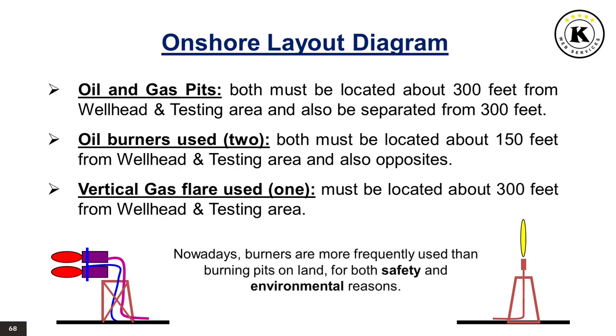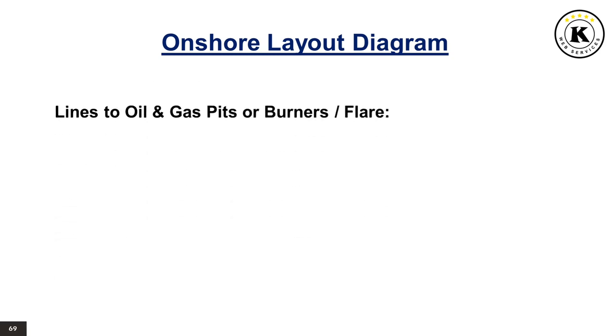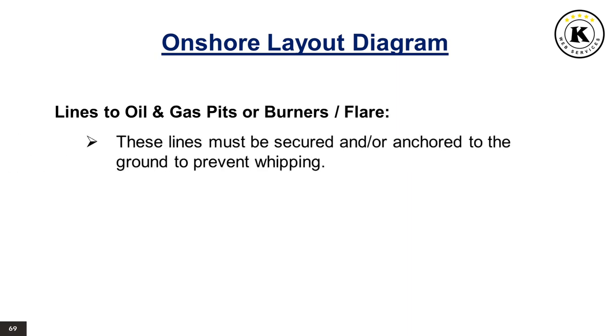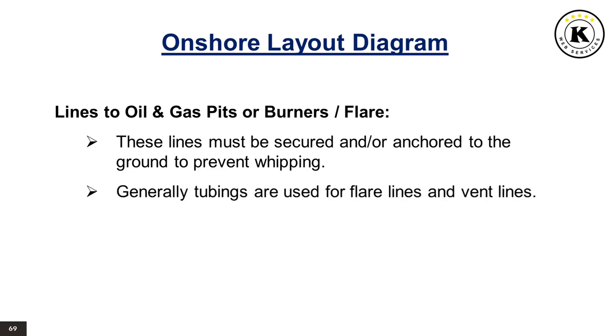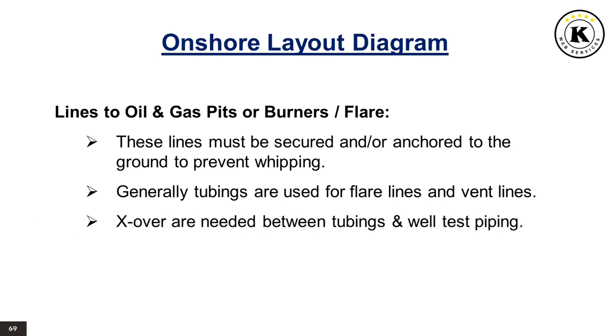Nowadays, burners are more frequently used than burning pits on land, for both safety and environmental reasons. Lines to oil and gas pits, burners, or flare must be secured and/or anchored to the ground to prevent whipping. Generally tubings are used for flare lines and vent lines. Crossovers are needed between tubings and well test piping.